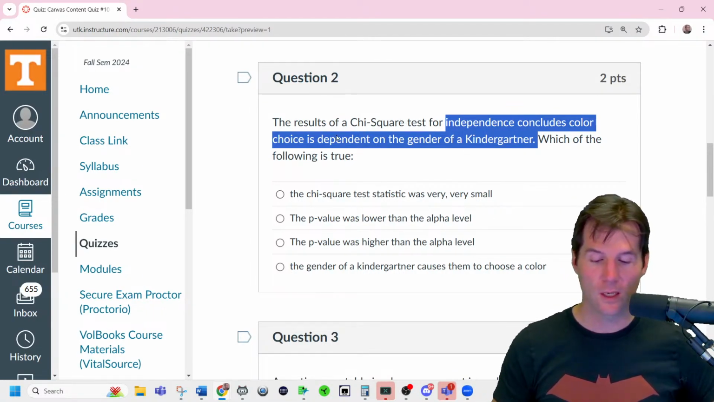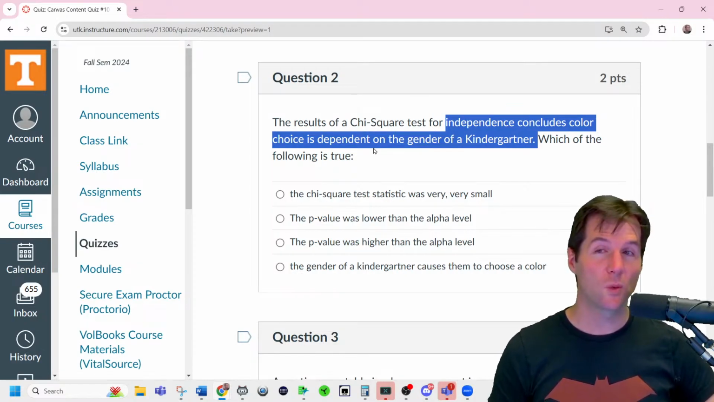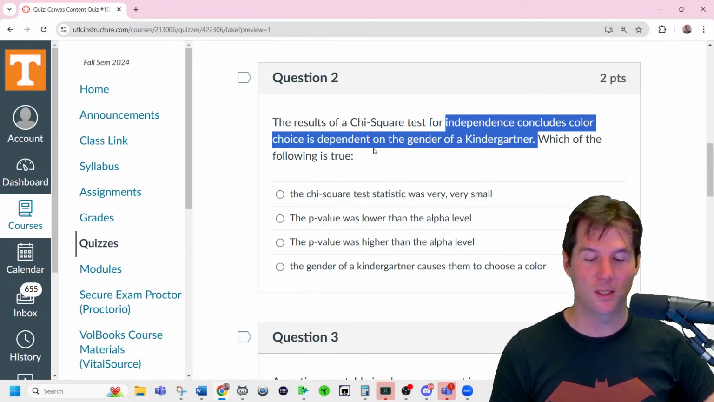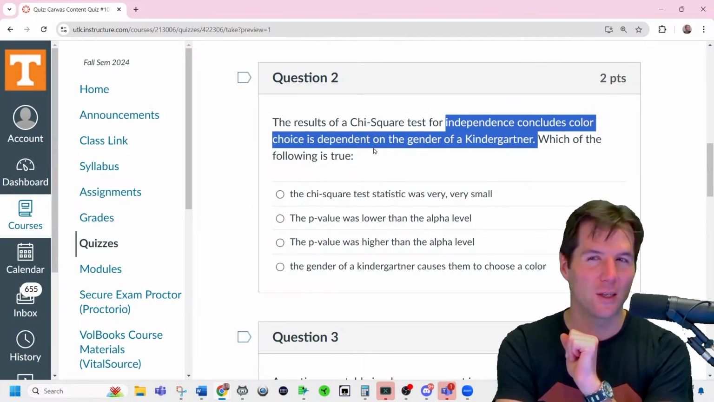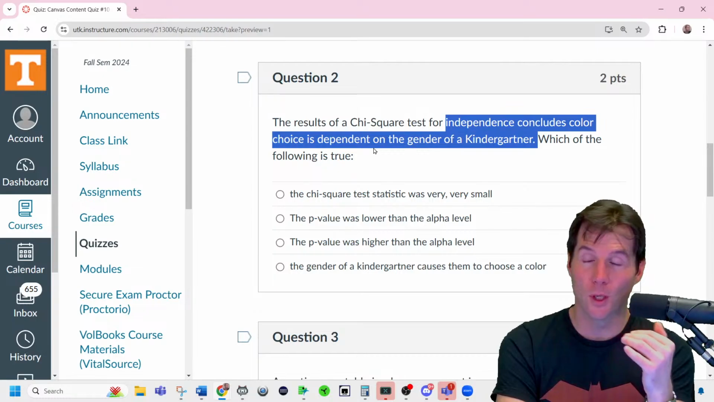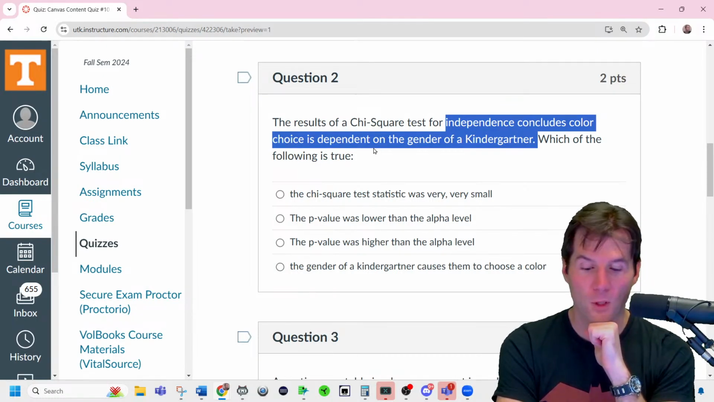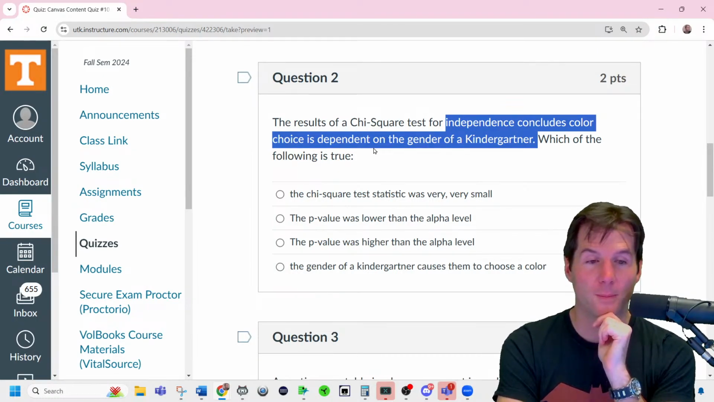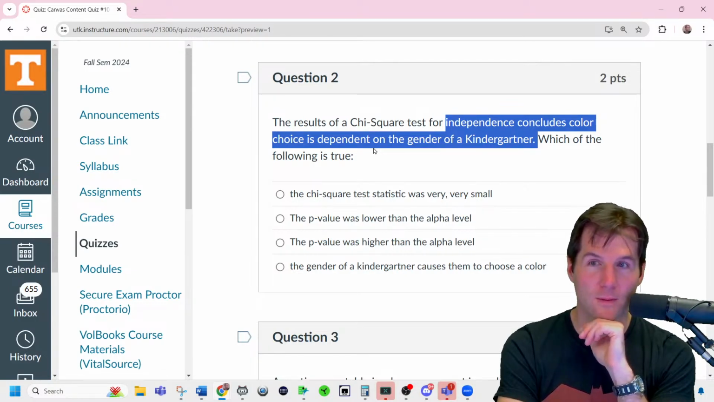So with this right here, what would this tell us? Well, since we rejected the null, we know what? Don't read the answers. I'm trying to hint at it. Since we rejected the null, we would know what? What would we know about the p-value?